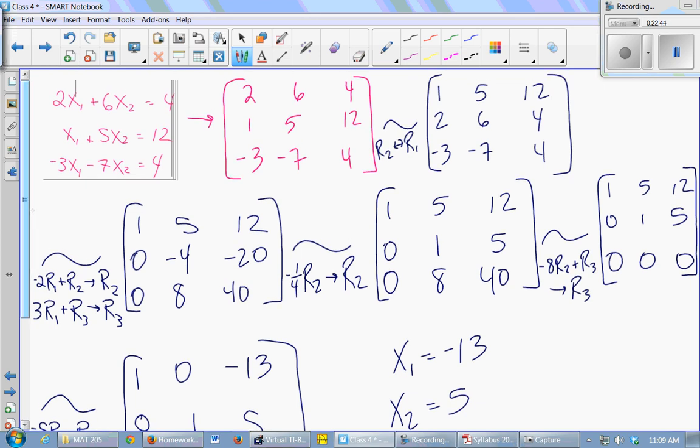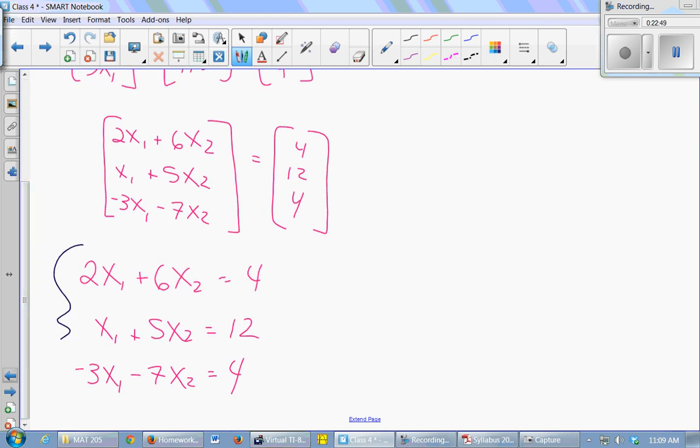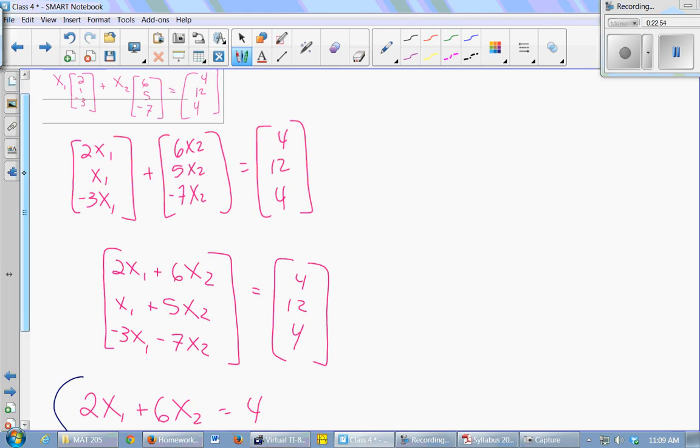So remember what we were trying to solve. If we go back a page, we were trying to solve this system of equations. And this system of equations came from this vector equation, right? If you can find an x1 and an x2 that makes this true, that means that these two vectors form a linear combination to make 4, 12, 4. So the answer is yes. 4, 12, 4 is a linear combination of 2, 1, negative 3, and 6, 5, negative 7, because we found weights, x1 and x2, to use to combine them in a linear way to make our vector.